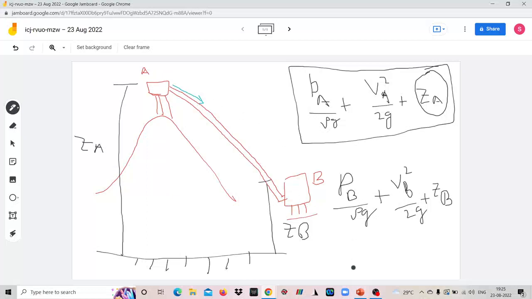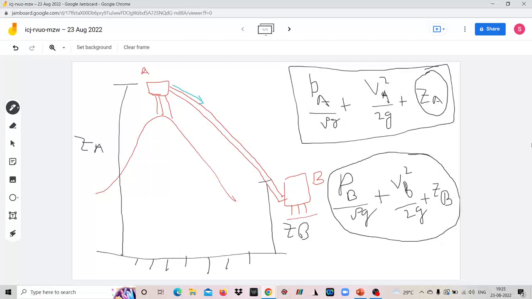Now the next part: suppose you have to supply water from reservoir B to reservoir A, then what will you do? Theoretically, you need to increase the total energy at point B, whether by increasing this term, this term or this term. Whatever you do, if you want to supply water from point B to point A, you need to increase the total energy at point B. And if you want to increase the total energy at point B, what will you do?